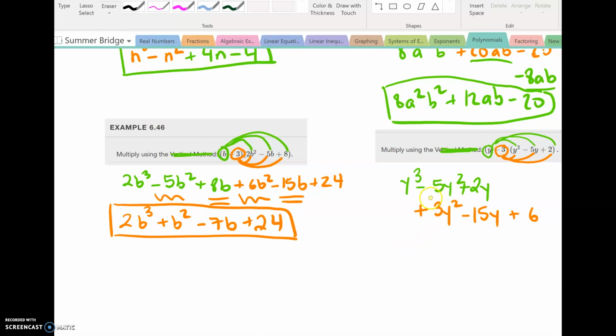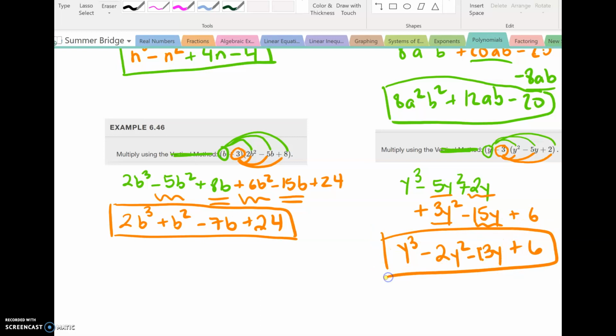I'm going to combine my like terms. So I'm going to keep the terms that I can't do anything with. And then I'm going to do negative 5y squared plus 3y squared is going to be a negative 2y squared. And then I'm going to have 2y minus 15y, and that's a negative 13y, and then plus 6. And that's my final answer. And that's really just multiplying polynomials.